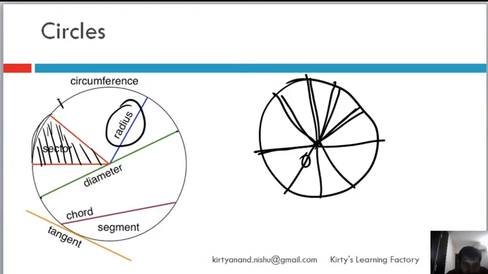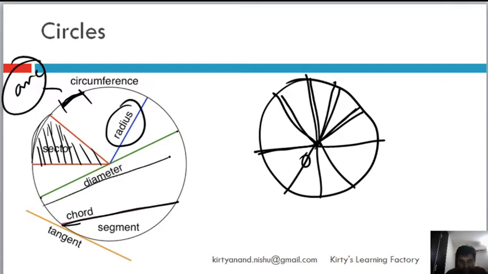A part of the circle's circumference is called an arc. If you draw a line segment which joins 2 points on the circle, it's called a chord. And obviously diameter is also a chord, and diameter is the longest chord of the circle, because it passes through the center, so it is equal to 2 radius.